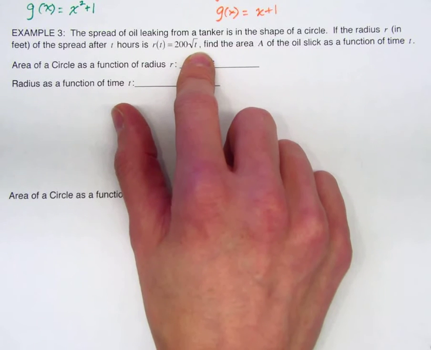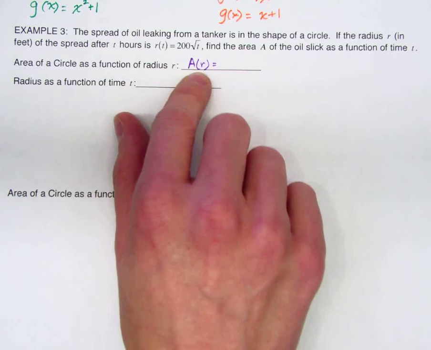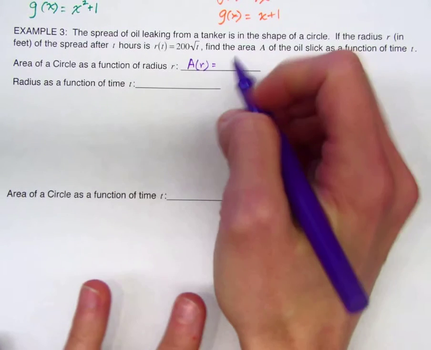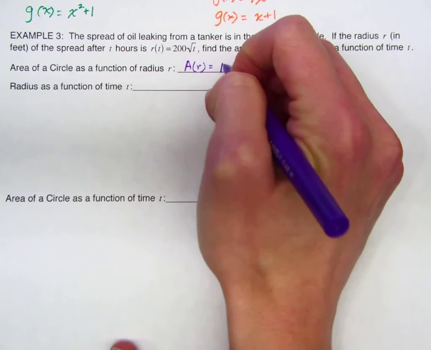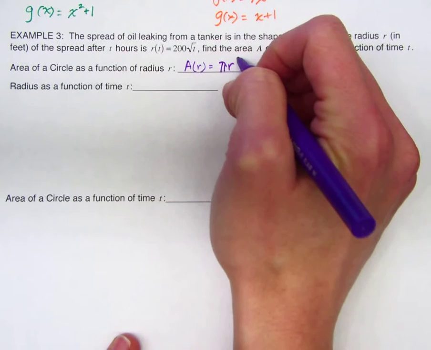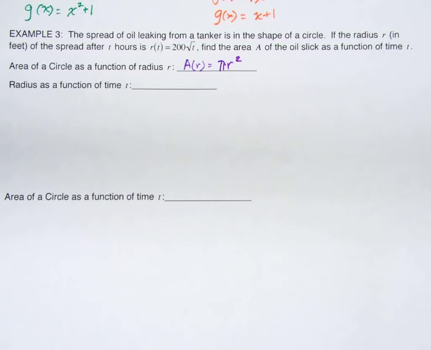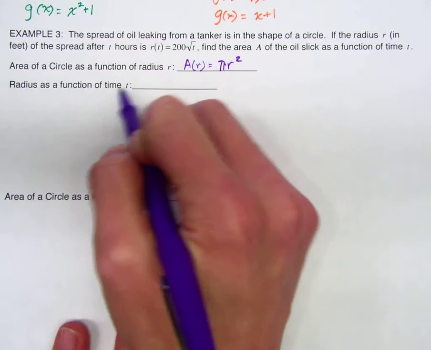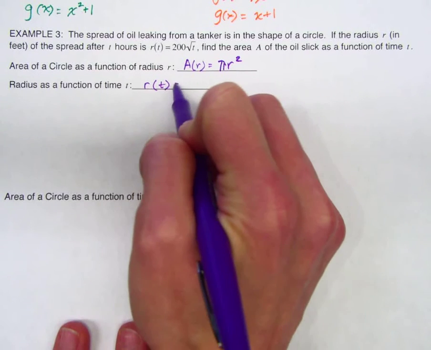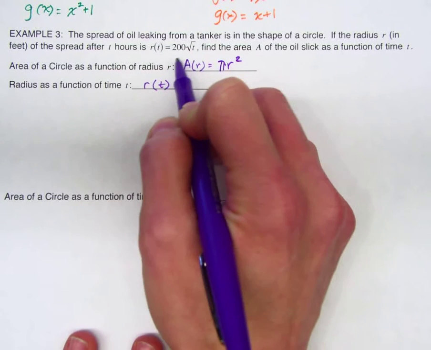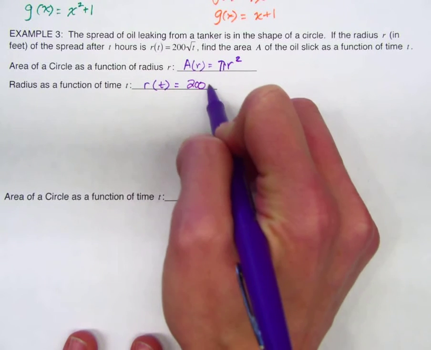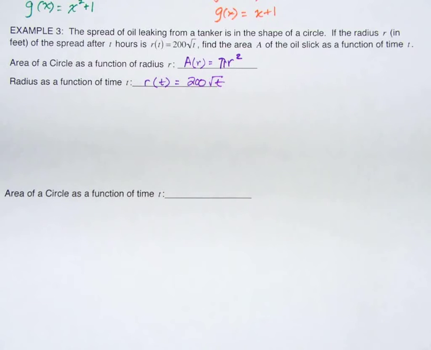So what we need to first do is figure out, well, what do we know about area in this case in terms of r? What is the area of a circle? Pi r squared. Excellent. Pi r squared. Oh, that's awesome that you guys knew that so well. Okay, and then they give us this function. The radius is a function of time was given to us, and they said that was what? 200 root t.